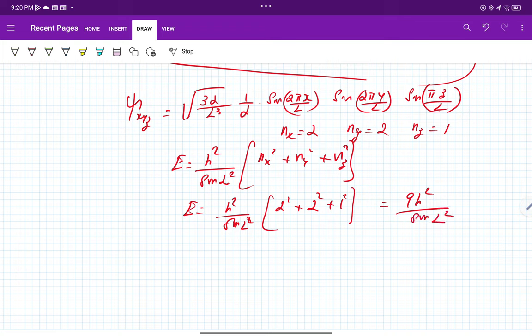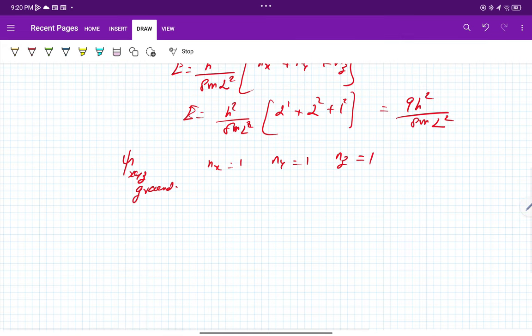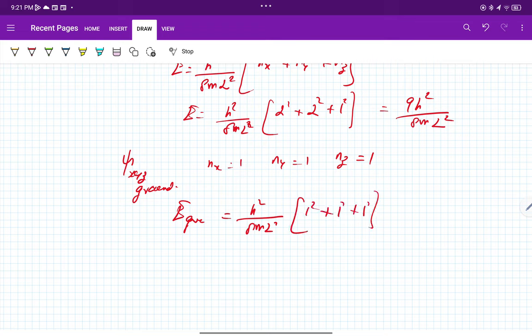Now, what will be the state at the ground state? In the ground state, nx will be equal to 1, ny will be equal to 1, and nz will also be equal to 1. If you substitute that to find the ground state energy, it will be h squared by 8m L squared into 1 squared plus 1 squared plus 1 squared, which is equal to 3h squared by 8m L squared.